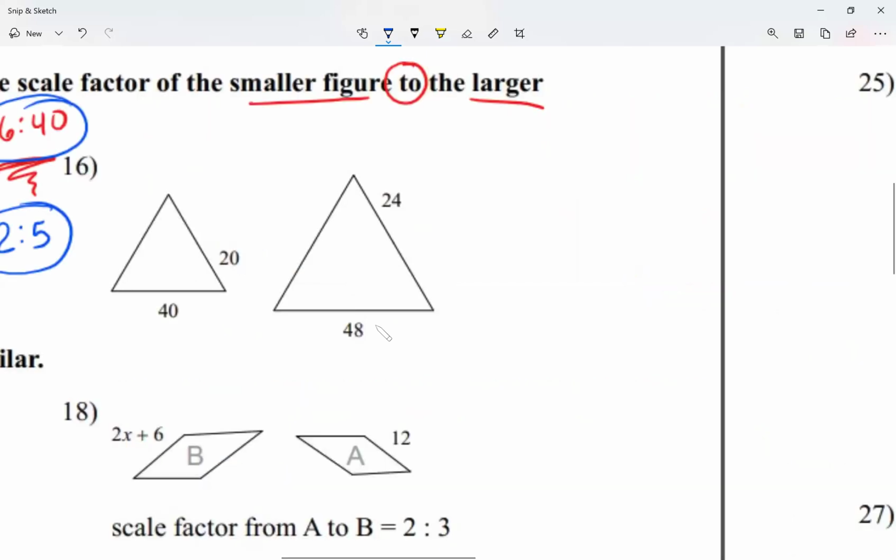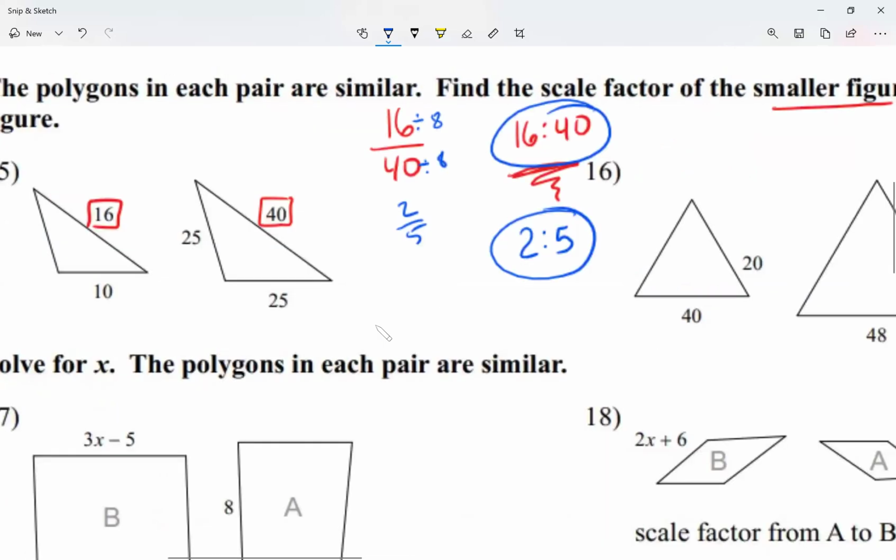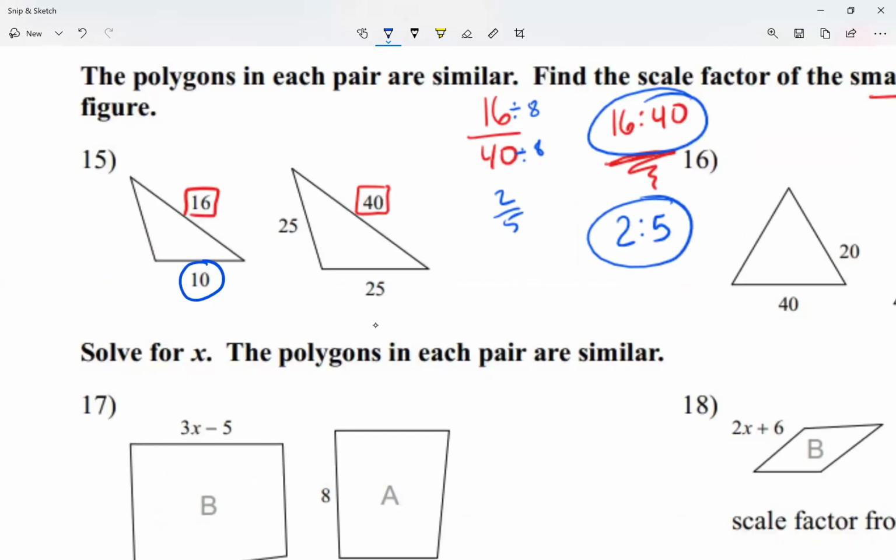Okay, let's take a look at number 16. Oh, before moving to here, some of you might be asking, Mr. Leonzo, could I have gotten the 10 and the 25? So could I have gone 10 colon 25? Yeah. But what if you simplify that? I will divide each by 5.